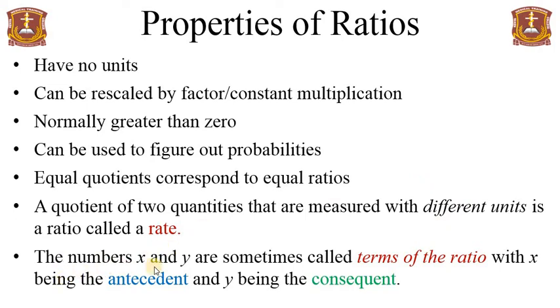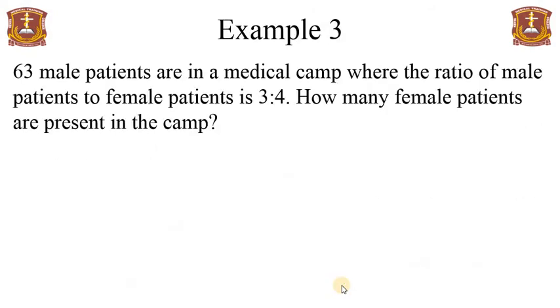Now the numbers x and y from previous slides are sometimes called terms of the ratio, with x being the antecedent and y being the consequent term. This is just the naming of parts of a ratio. Let's do an example under the ratio part.